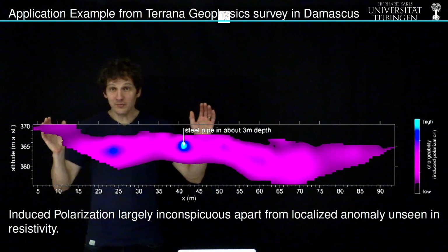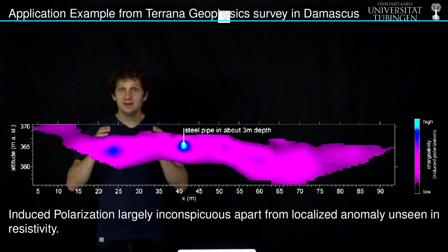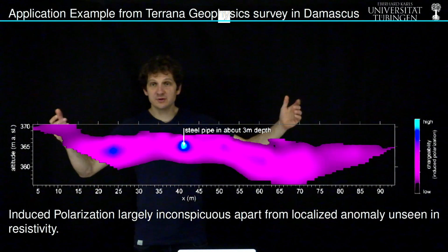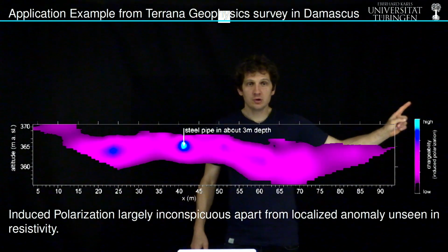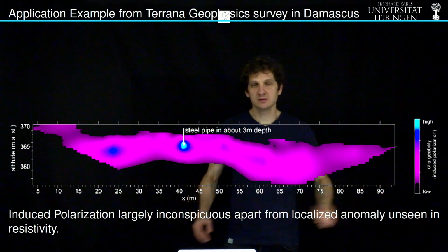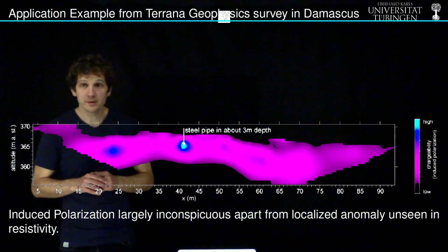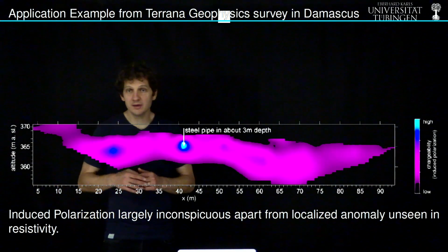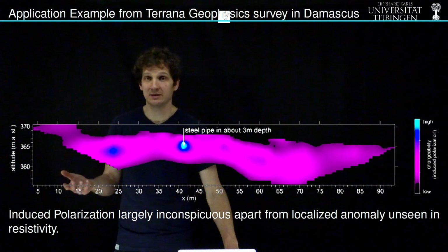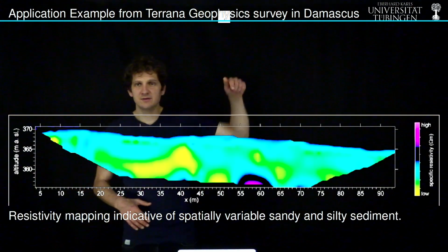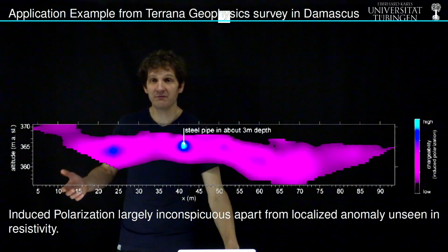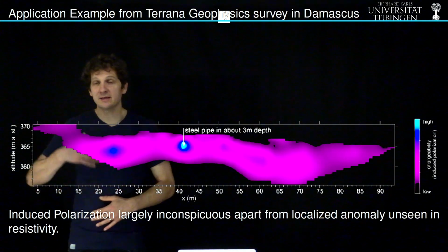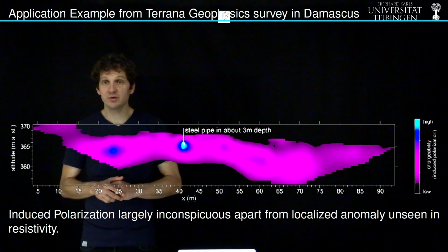Now we look at the IP signal, the induced polarization signal of the exact same survey. Shown here is the inverted chargeability. Blue colors are high, purple colors are average, and the dark colors are essentially zero. What sticks out in this IP signal is this very strong anomaly in the center of the profile, which was not that clear in the resistivity inversion. The resistivity inversion shows a little bit of something, but by far not as clear as the IP signal. And the solution to this problem is that IP picks up a localized steel pipe in 3 meters depth.